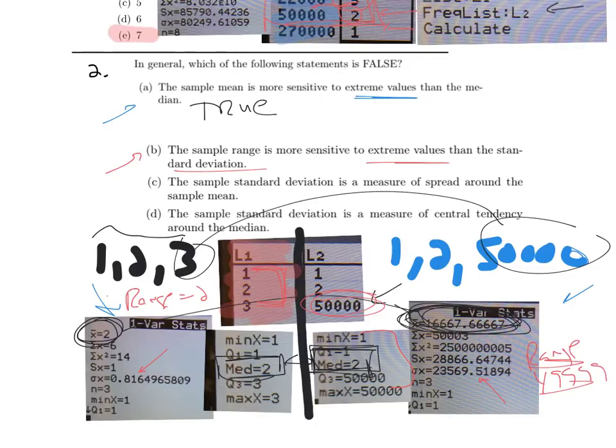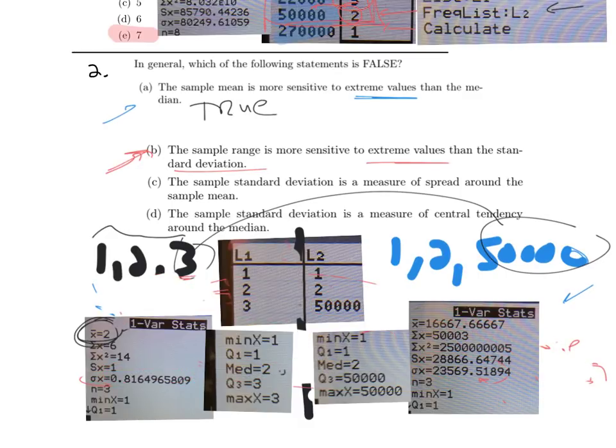So the sample range is more sensitive to extreme values than the sample standard deviation. That's technically true because the range went from 2 to 49,000. The standard deviation went from a little under 1 to 24,000. So the range jumped up more than the standard deviation did. So yes, the sample range is more sensitive, but both increased dramatically with this second set of data.